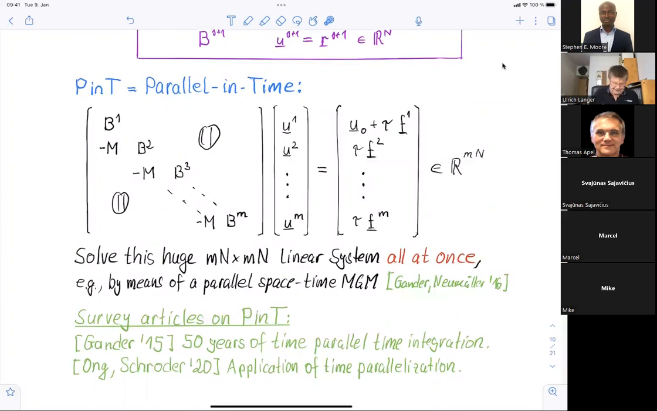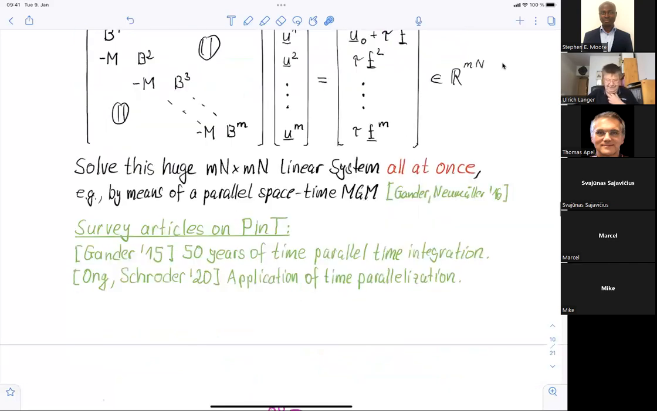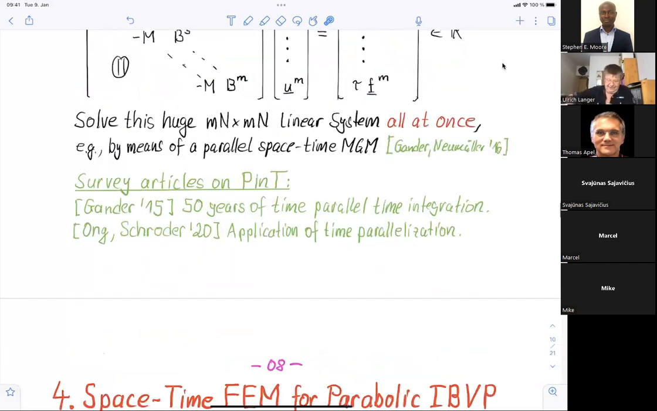There was a nice survey article by Martin Gander, from 2015, 50 years of time parallel time integration, and another one, bridging the gap to 2020, on applications of time parallelization, by Ong and Schroder. So now I come to my main topic, the space-time finite element method for parabolic equations.